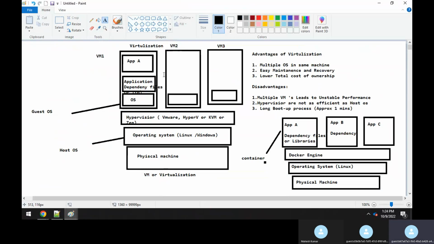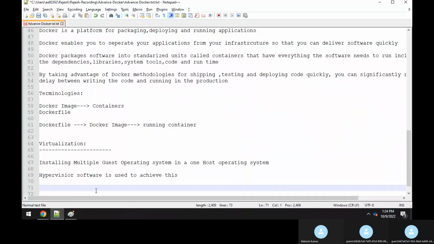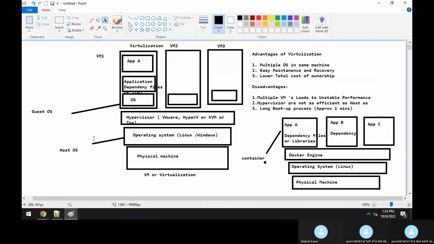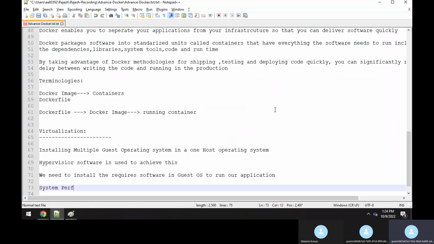We need to install the required software in the host operating system to run our application. We need to install the required software in the guest OS to run our application. Then system performance will become very slow in this process. I already mentioned it as advantage and disadvantage, but still I'll write it.